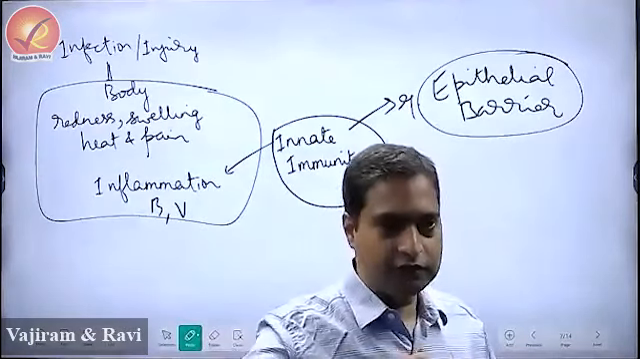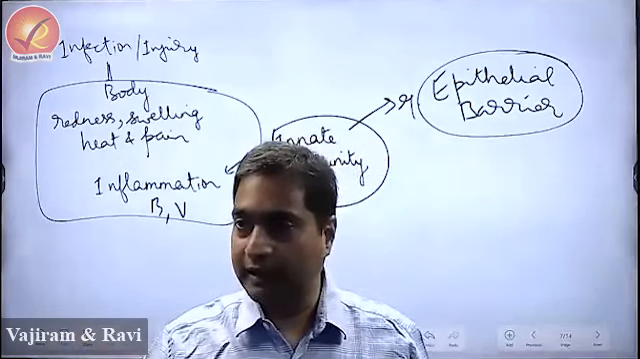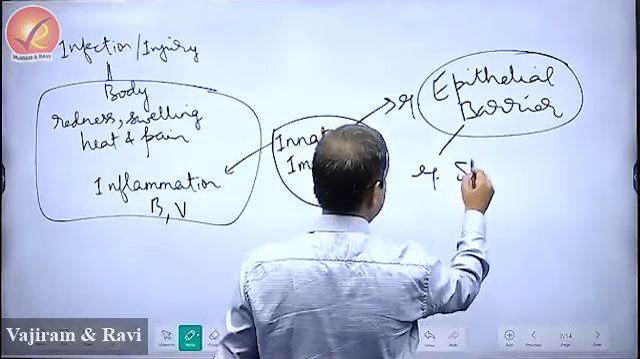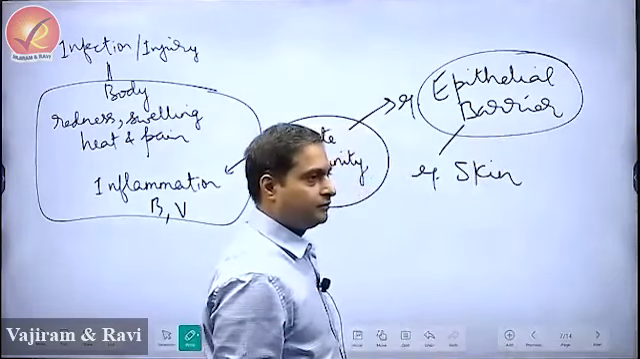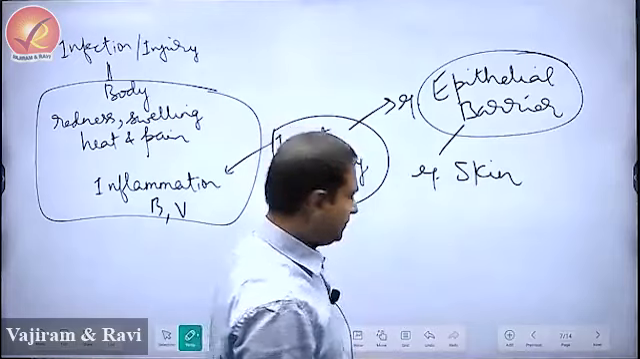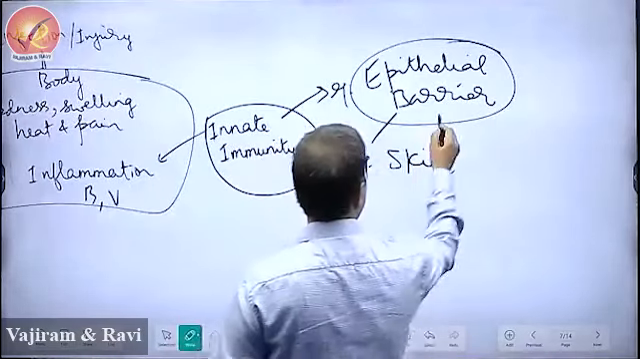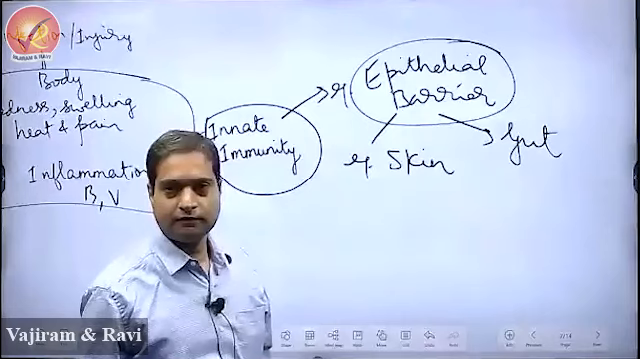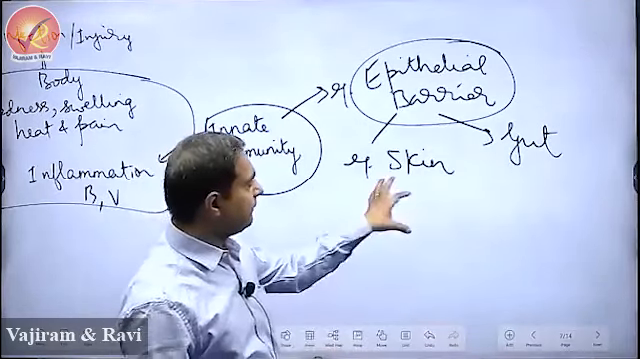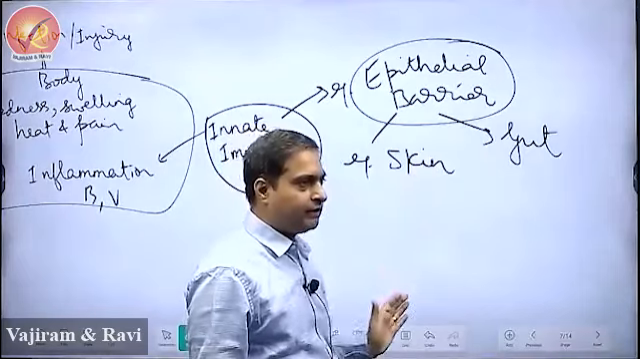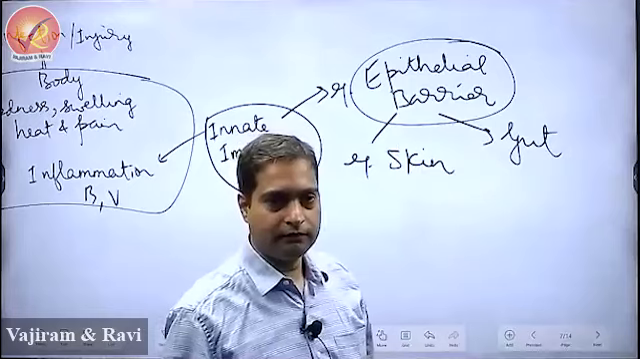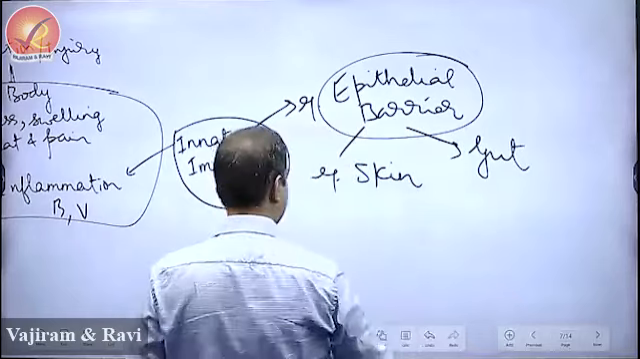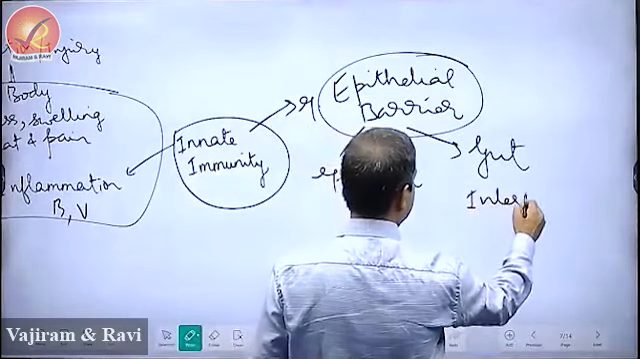So whenever there is a breach in the intact skin or intact epithelial barrier, there are many important examples of epithelial barrier. One example is your skin, which is an epithelial barrier. Even your gut is also an epithelial barrier. So unless and until there is some damage in that barrier, only then can the infection enter the body. So gut, you already know, we discussed like the intestinal epithelium.